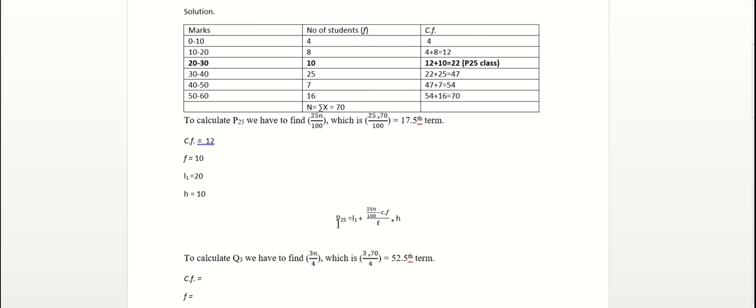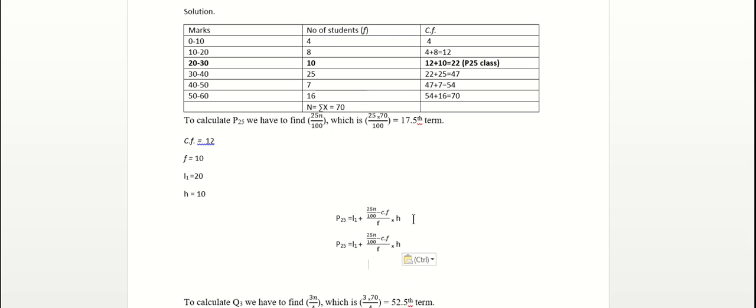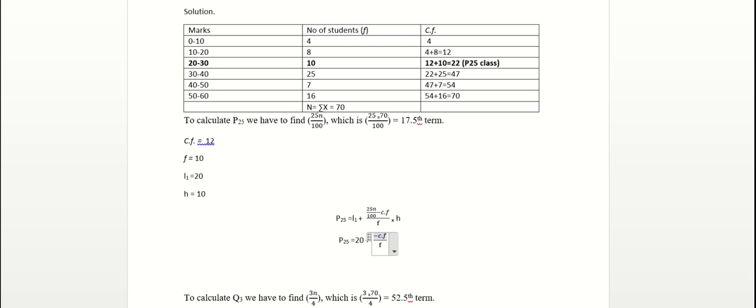Now we will put all these values into the formula. L1 is 20, 25n by 100 is 17.5, minus CF which is 12, F is 10 and H is also 10, right? Once we solve it, the answer we get is 25.5.